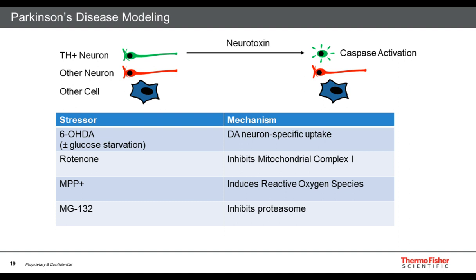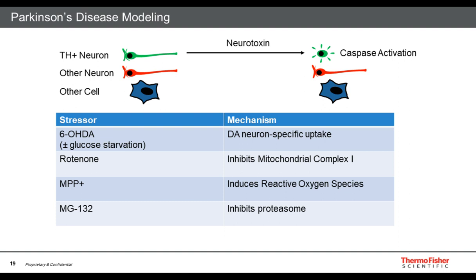Second, we can look for disease-like phenotypes in mature midbrain organoids. Here, the phenotype that we want to see is selective apoptosis in dopaminergic neurons, while other neurons and non-neuronal cells are spared.